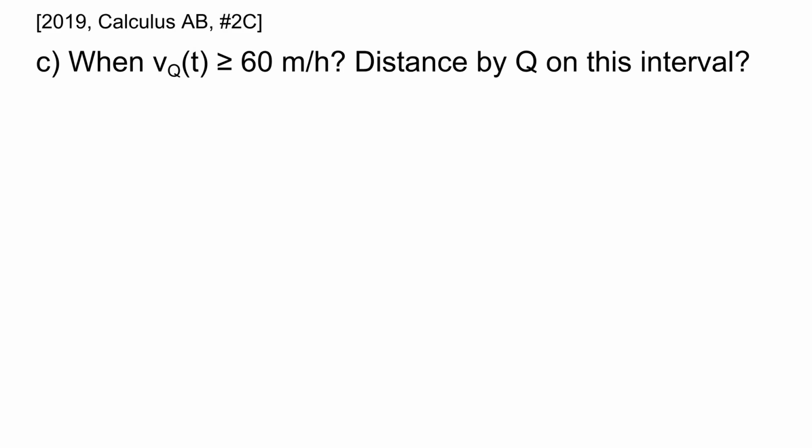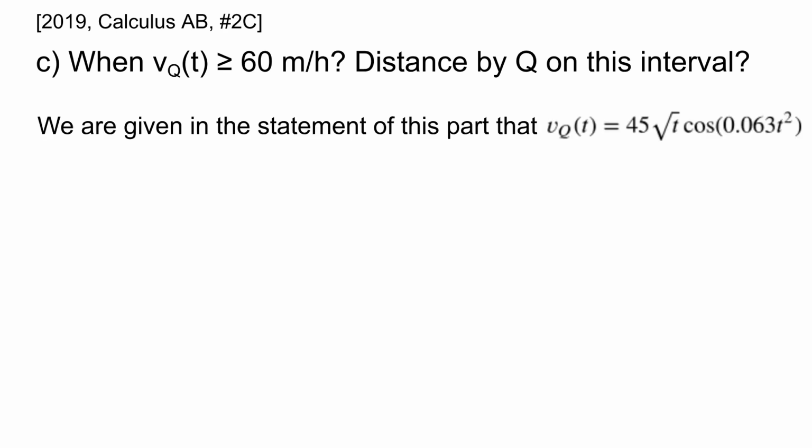In part C of this question, we have a second particle Q, and we are asked to determine when the velocity of particle Q is going to be greater than or equal to 60 meters per hour, and to calculate the distance traveled by particle Q on this interval. So in the actual question, we are given in the statement of this part that the velocity of particle Q at time t is given by the function 45 times the square root of t times the cosine of 0.063 t squared.